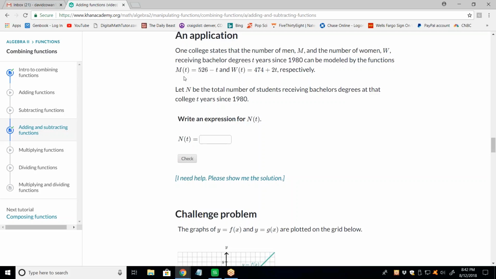So that's what functions are all about, where you have two variables, basically. You have the number of years that have passed, and that's going to tell you how many men have received degrees. It's also going to tell you how many women have received degrees.